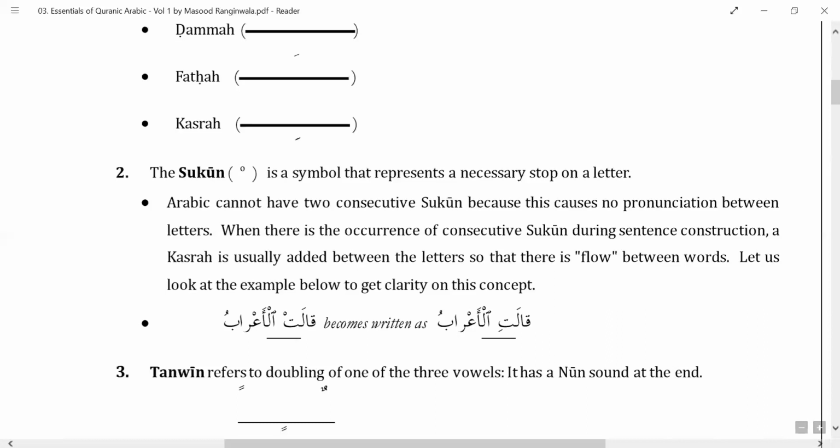So the word actually is qalat, whereas when you see it, it will be written as qalati. That kasra is coming just so that you can join these words and make a flow. Qalatil, sorry, it's a hamza. Qalatil a'rabu.